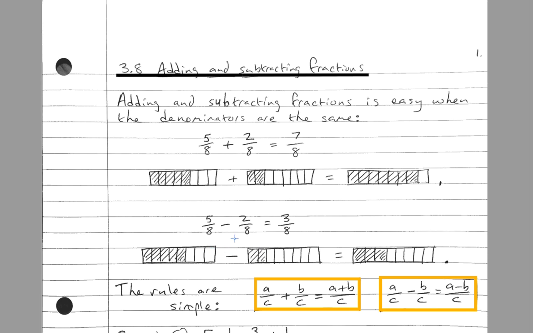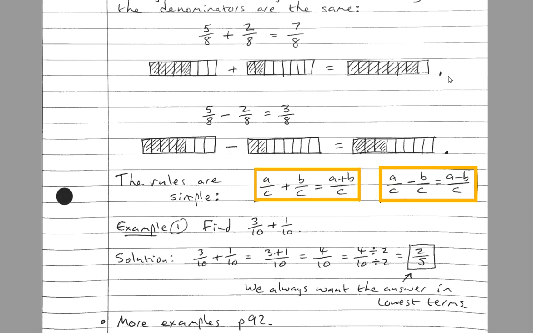And subtraction is similar. Again, if you have the same denominator, then you can just subtract the tops. So 5/8 minus 2/8 is 3/8. If you take these 2/8 away from the 5, you're left with 3. So there's a simple rule: A over C plus B over C is equal to A plus B over C. And the same for subtraction.